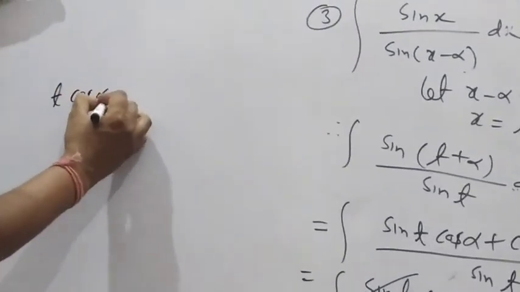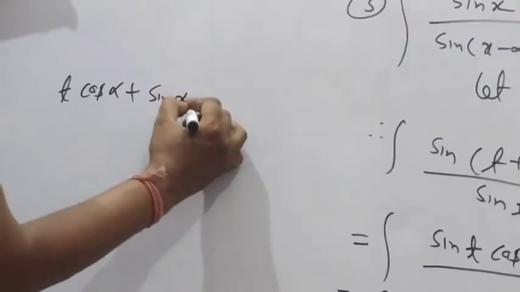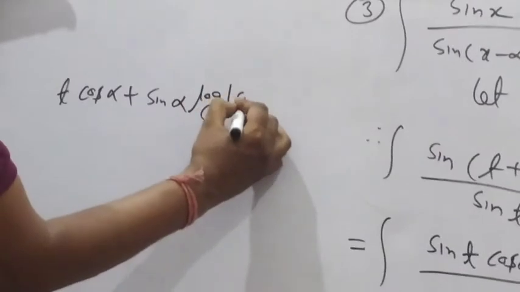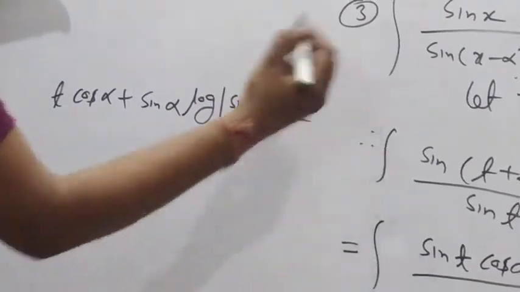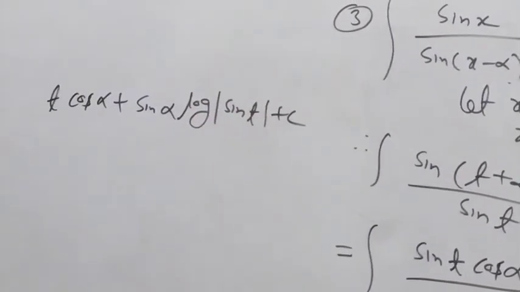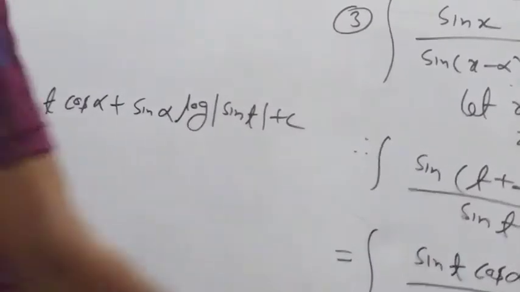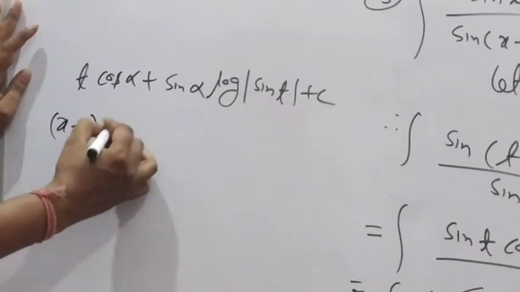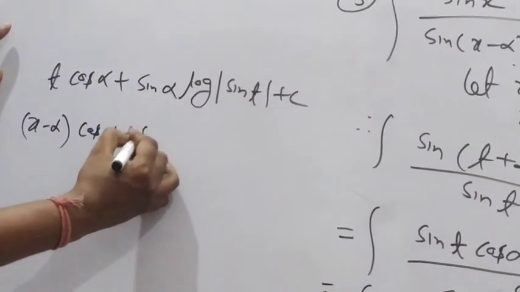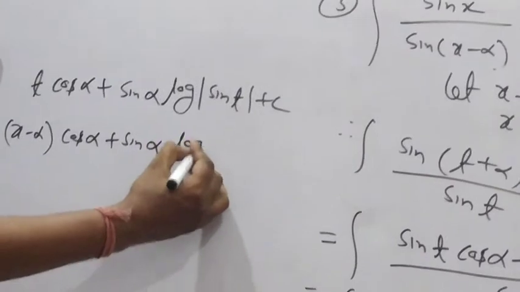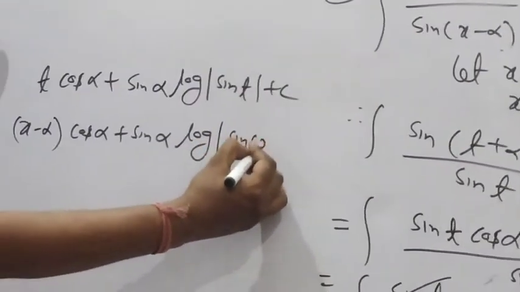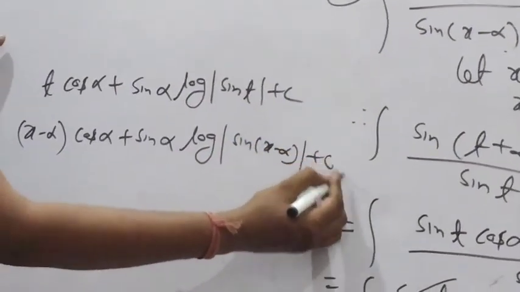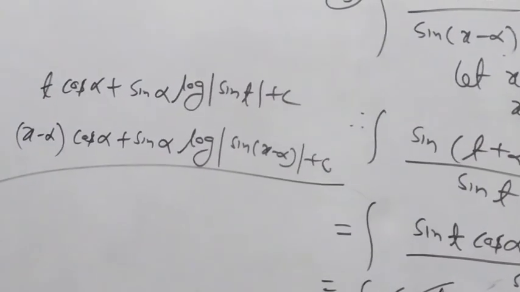t into cos of alpha, plus cot t means log of sin, so sin alpha log of sin t plus c. Now, if you want, we can put the value t is equal to x minus alpha: (x minus alpha) cos alpha, plus sin alpha log of sin (x minus alpha) plus c. Now this is the answer. Understood? Okay.